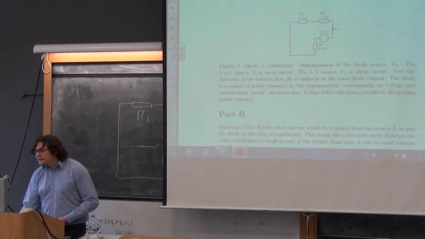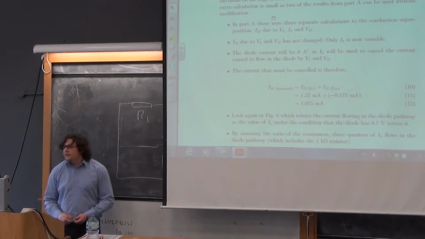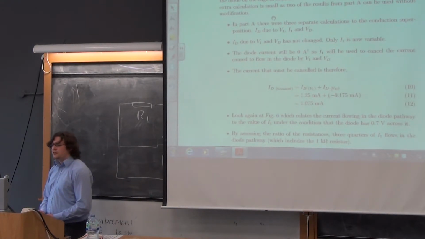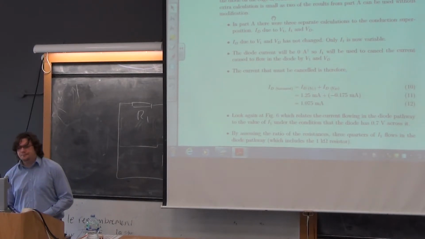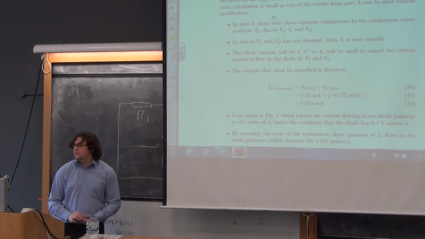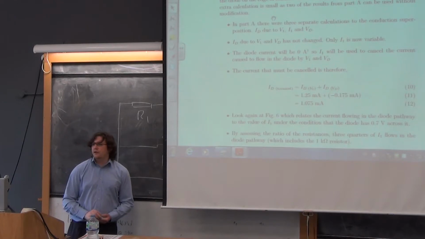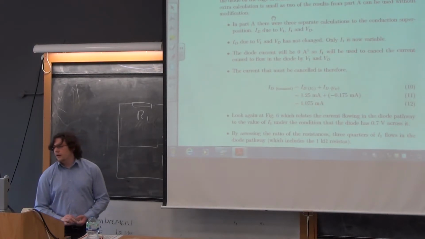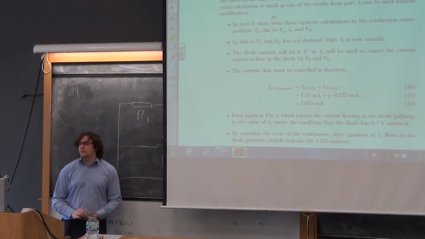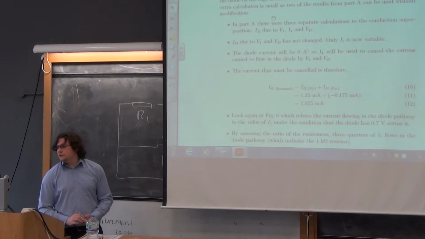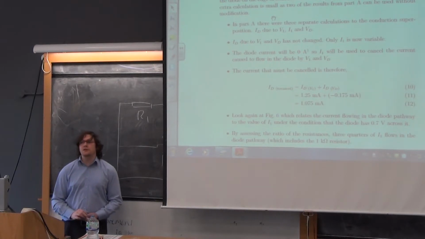So where are we? Part B, yeah. So in part A there were 3 separate calculations for the conduction, and they were done with superposition. And 2 of them haven't changed. So ID due to V1 and ID due to VD has not changed, they are the same. So you can use those answers directly. Only thing that's changing is I1, because it's the only thing we've made variable. So we know the diode current will be 0 amps, and we know that I1 will be used to cancel the current that flows due to the other 2.